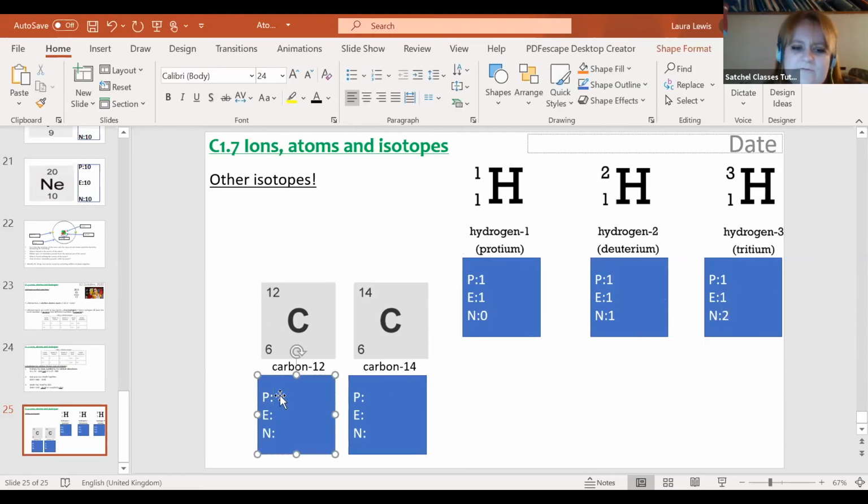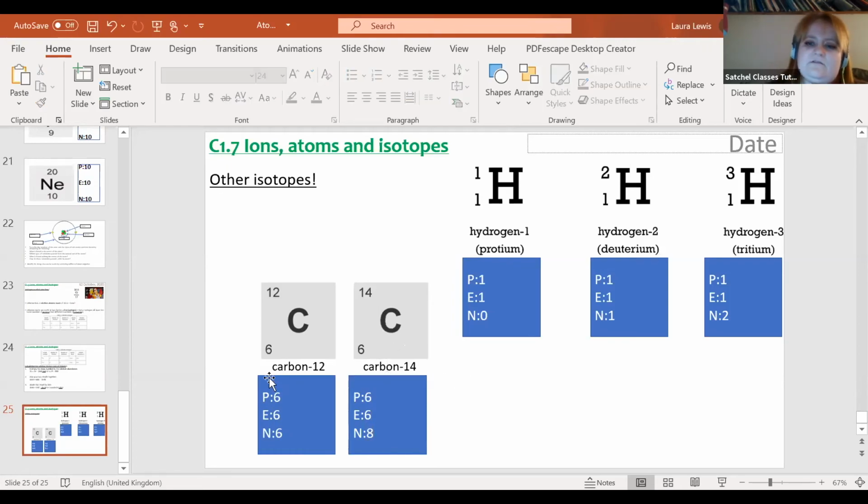Carbon 12 and carbon 14 are very common ones to ask about. Protons, look at this, 6. Electrons, 6. Neutrons, 6. We saw that earlier. Carbon 14, you may hear it used in carbon dating. So protons, 6. Electrons, 6. Neutrons, 6 plus 2, which is 8.